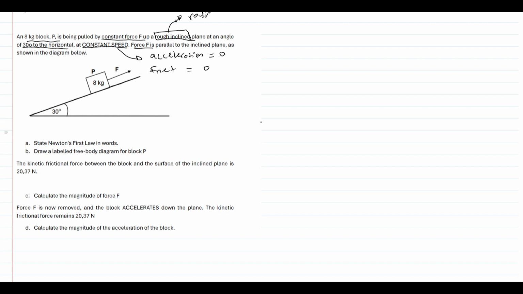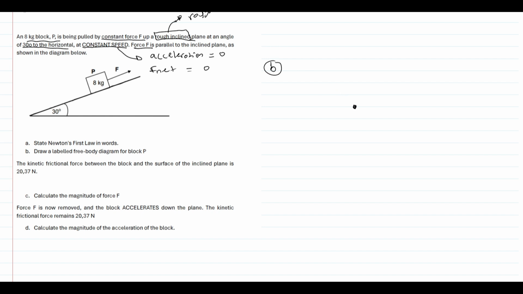So before we dive into a question, you have to ensure that you've extracted all the information that is contained in the statement. And then let us go to number B. Number B asks us to draw a free body diagram showing all the forces that are acting on block P.